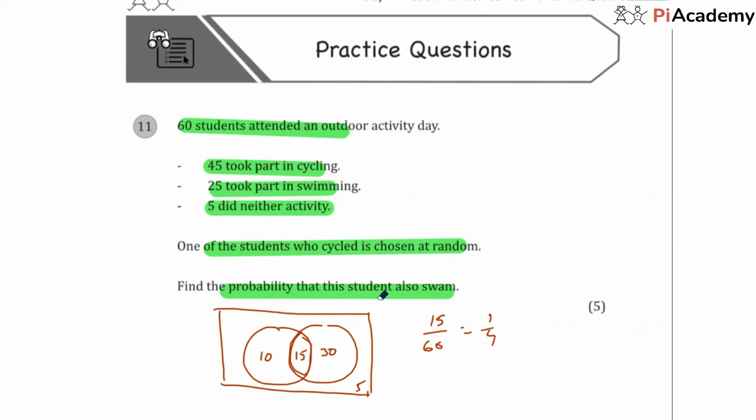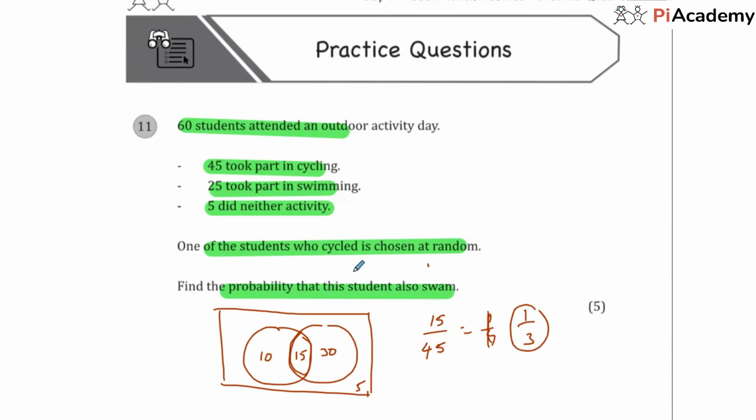Find the probability that this student also swam. Swimming is for 45, right, Rahul? See, the swimming area is 45, right? Why did you put 60 here? Oh, 15 out of 55. 15 over 45, right? One third, sorry, sir. Yes, it should be 1/3. It's not 1/4. Understand that.